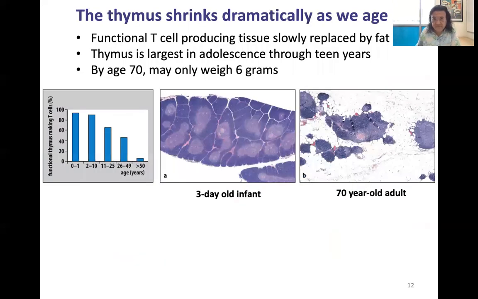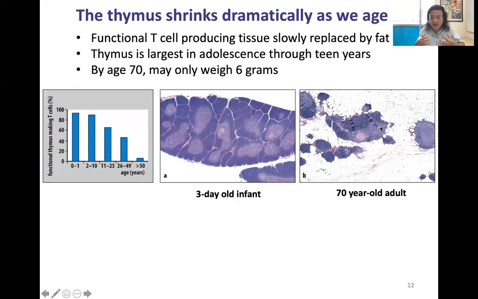Okay, last slide for today. I mentioned that the thymus shrinks dramatically as we age, right? As a result, the functional T cell producing ability of your thymic tissue is slowly replaced over the years by just fat. If you look at a 3-day-old infant's thymus here and compare it to the thymus of a 70-year-old adult, it's very clear that the amount of actual functional T cell generating tissue in a 70-year-old is far less than in an infant.